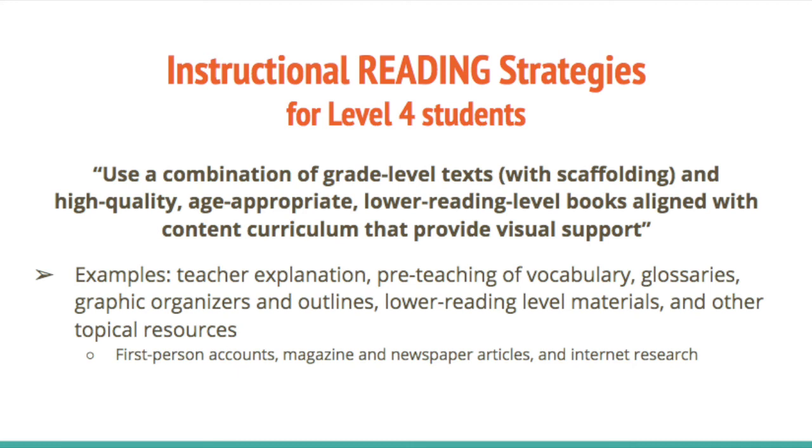The author states that a strategy for reading instruction for Level 4 students includes using a combination of grade level texts and high-quality, age-appropriate, lower reading level books that are aligned with content curriculum that provides visual support. Examples of support include teacher explanations, pre-teaching of vocabulary, glossaries, graphic organizers and outlines, lower reading level materials, and other topical resources like first-person accounts, magazine and newspaper articles, and internet research.